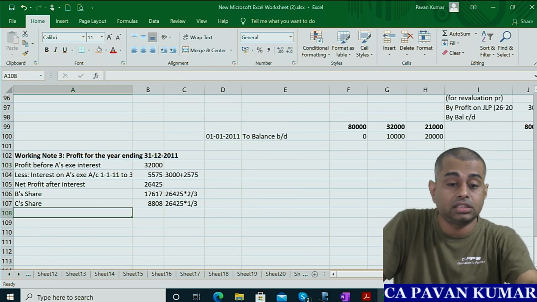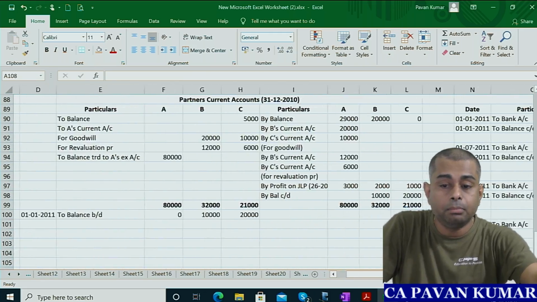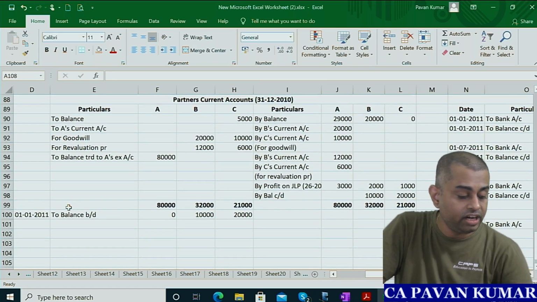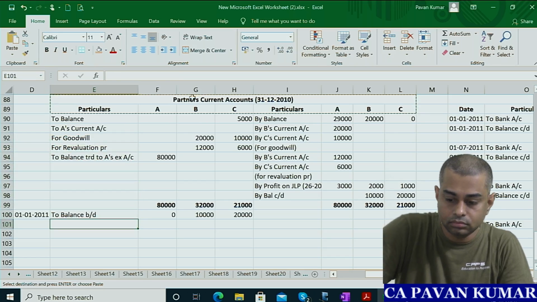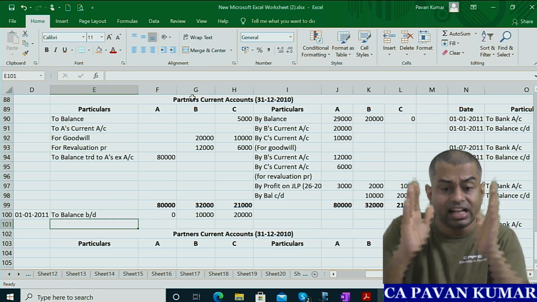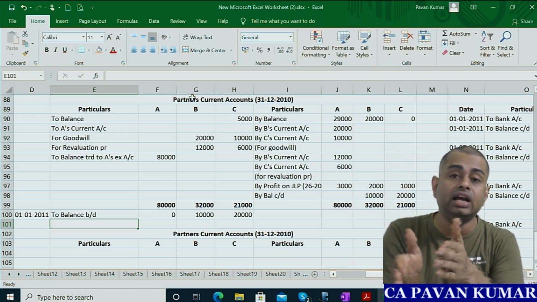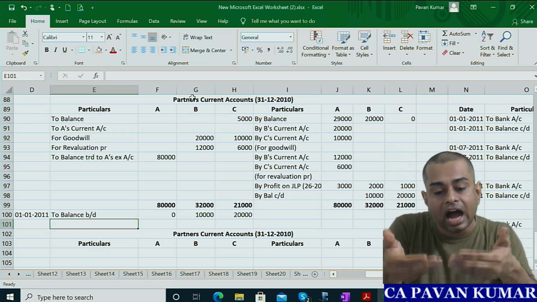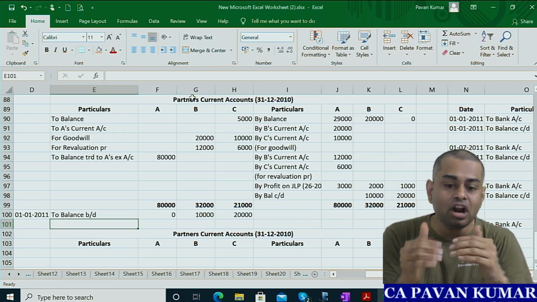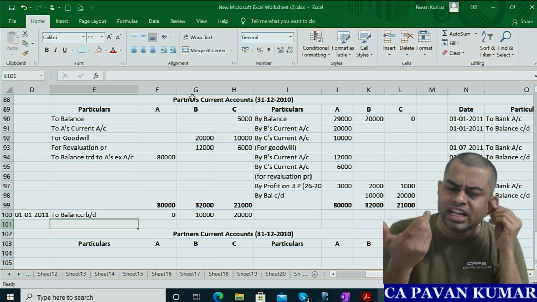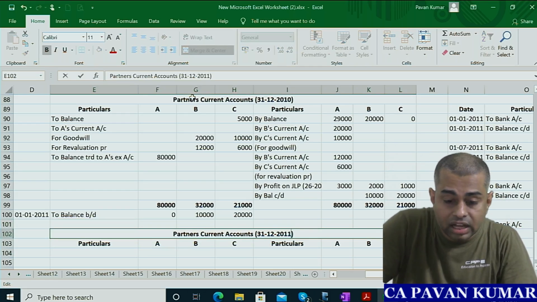Current account of partners. Somewhere we prepared some current account, so can we copy that? Partners current accounts, so we'll continue this. See, you can prepare another table. It is not an extension of the previous table, okay? I am taking the same columns for alignment and formatting. You need not continue that, okay? If you want to continue also, it is fine, but that is a little complicated. Partners current accounts as on 31/12/2011.